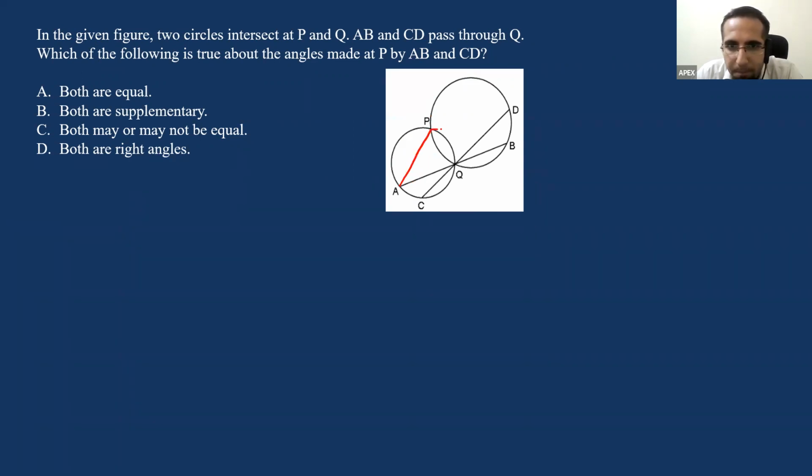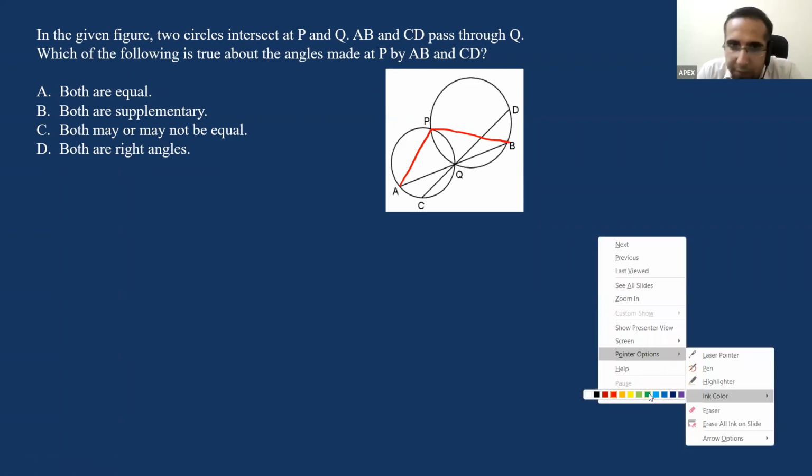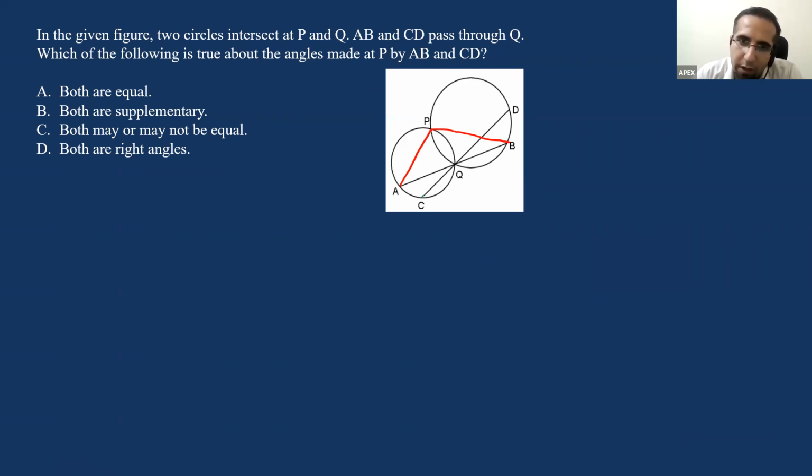this goes something like this. Okay, and I'm using another ink here to represent the other angles. The other angle will be like this, CD, right? Now focus on the chord PQ.